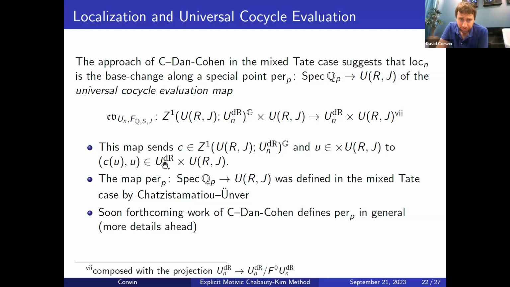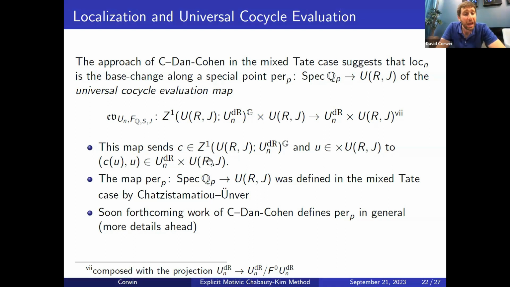U^N_DR. Now, part of being universal is I want this to be relative to U_R^J. That turns out to be important. So in the second factor, I just project onto U_R^J. Okay, so this is not exactly the evaluation map. This is the evaluation map viewed as a map of schemes over U_R^J. So it lies over the identity map on U_R^J.